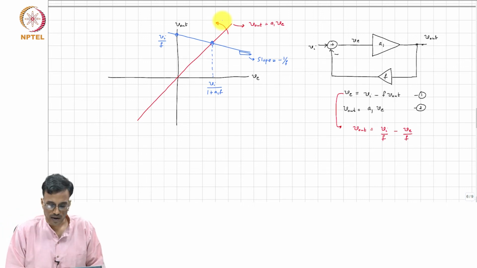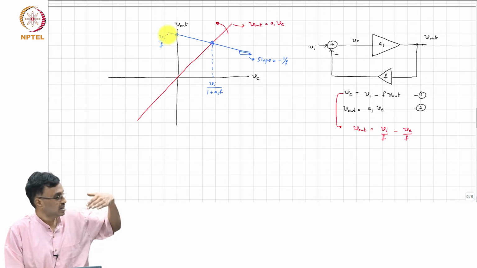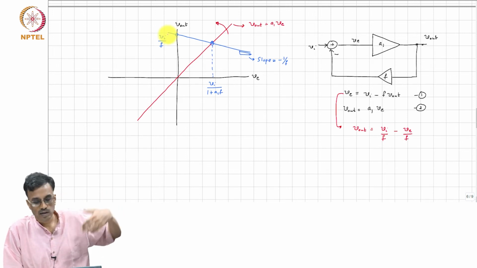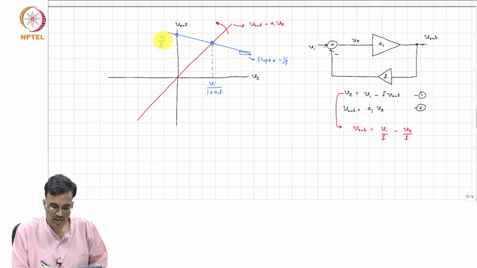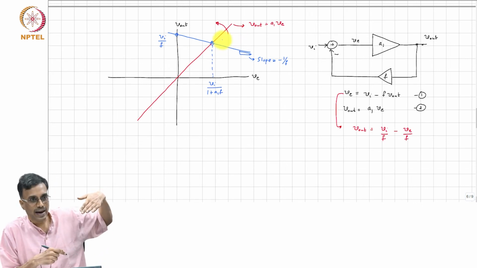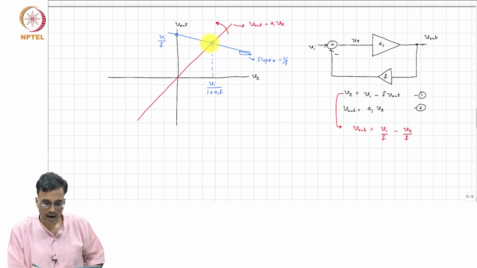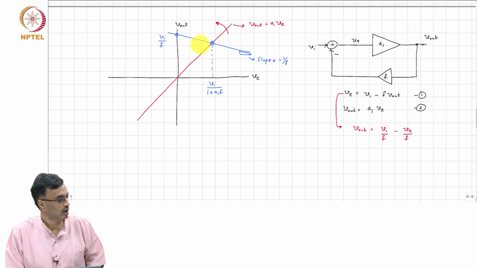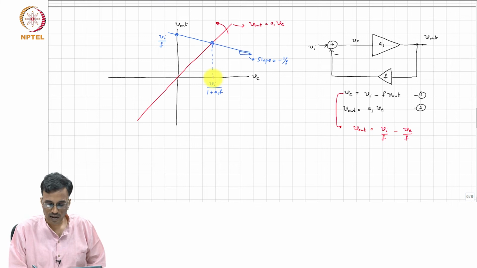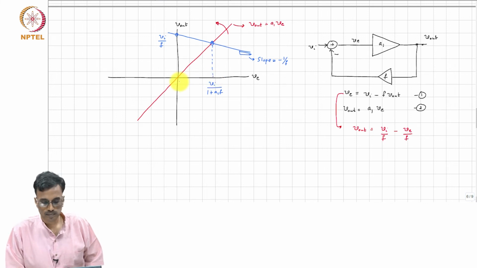Okay, all right. Now, what happens as you keep changing the input? As you keep changing Vi by F, this line, the blue line, will move parallel to itself, right? And the point of intersection will also move, and likewise, the error voltage will also move.